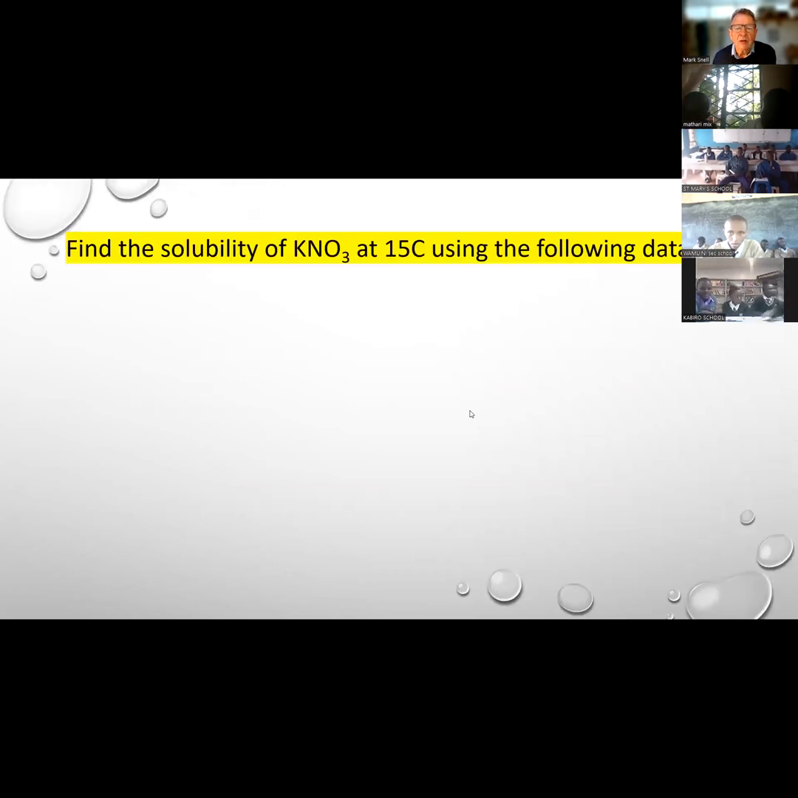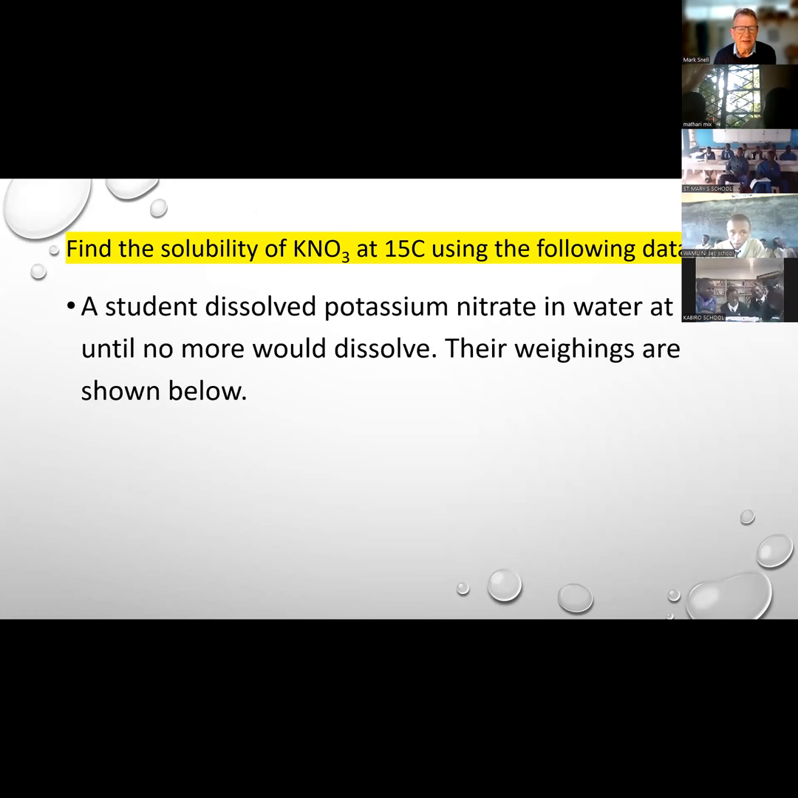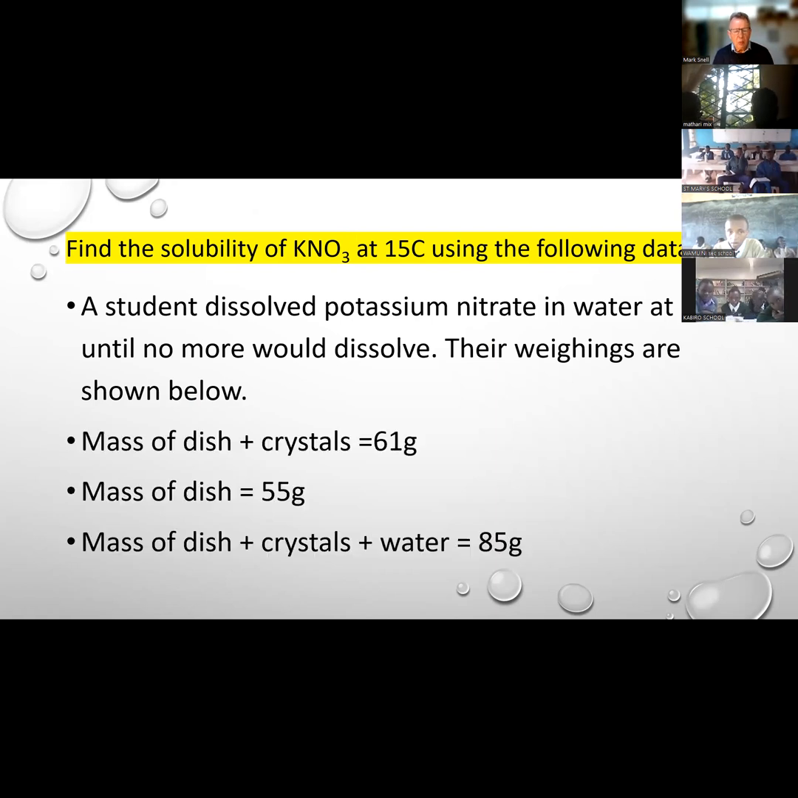Find the solubility of KNO3, that's potassium nitrate, at 15 degrees Celsius using the following data. So here's the data. A student dissolved potassium nitrate in water at 15°C until no more would dissolve. Their weighings are shown below. They got a dish with some crystals of potassium nitrate and they weighed that. They knew the mass of the dish was 55.